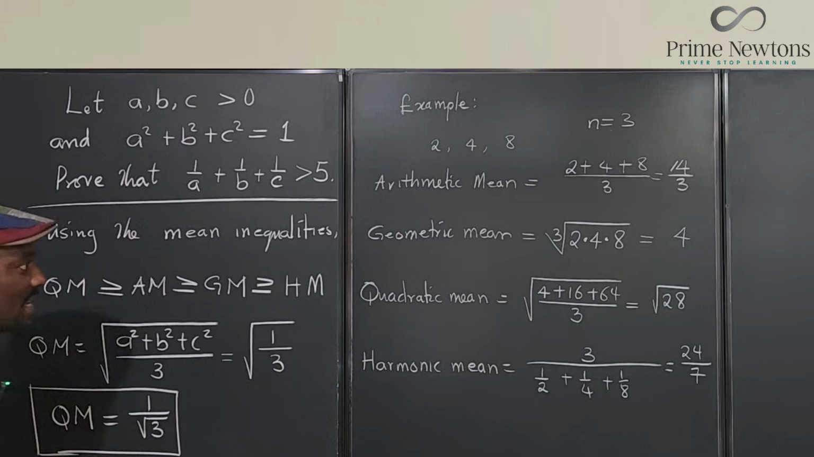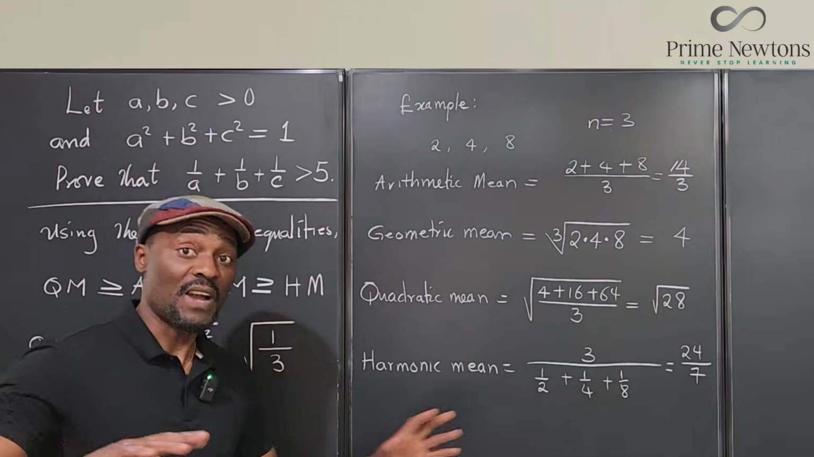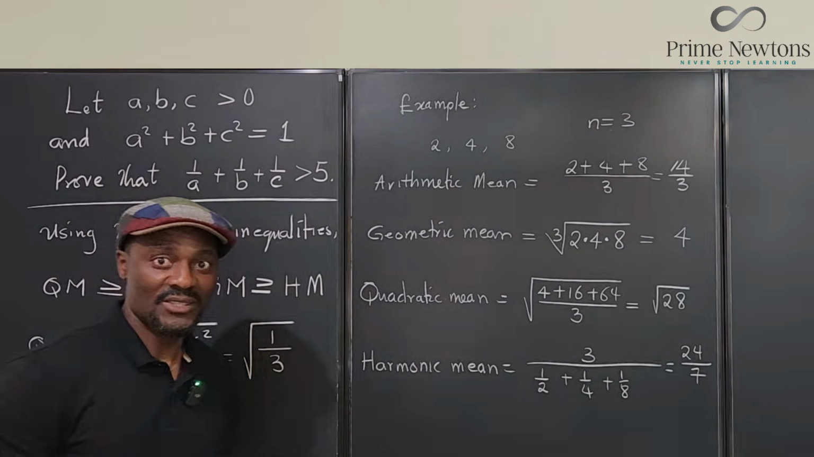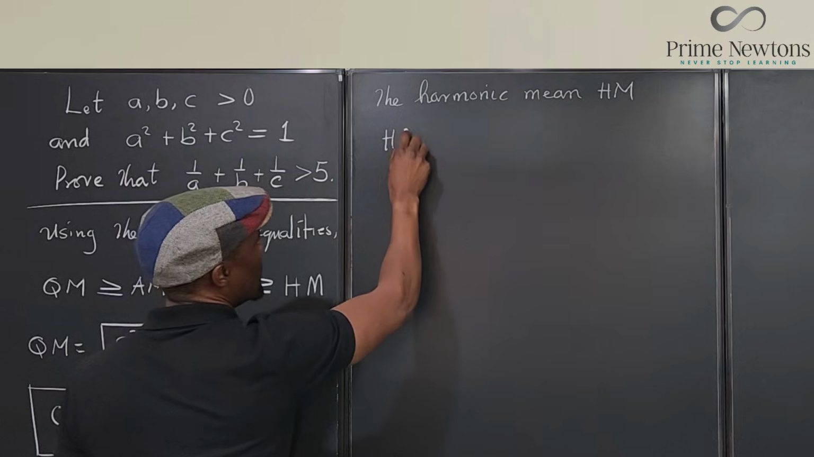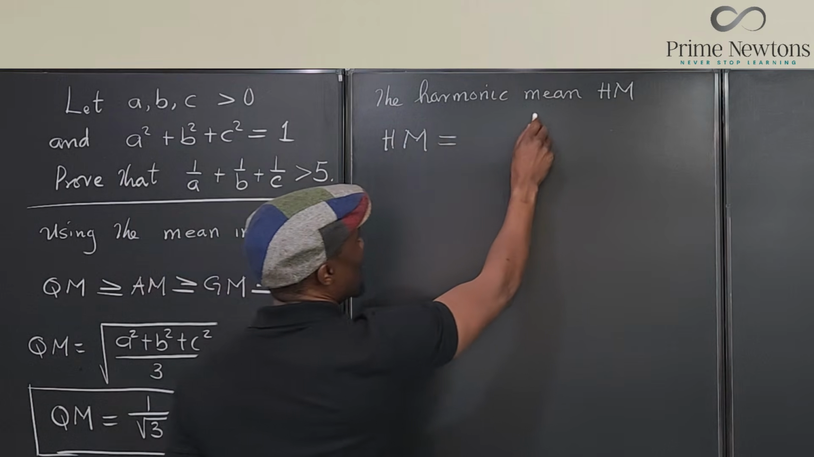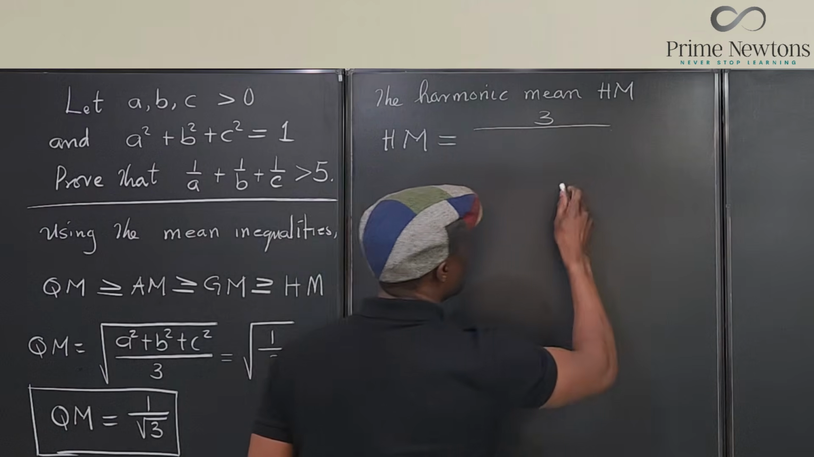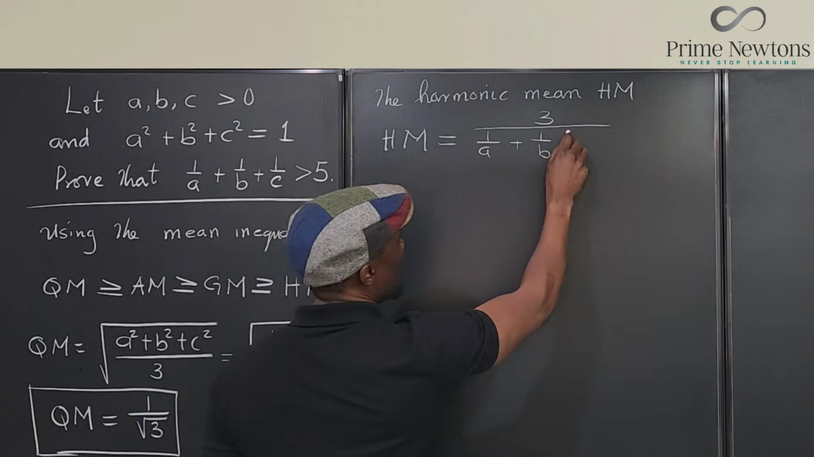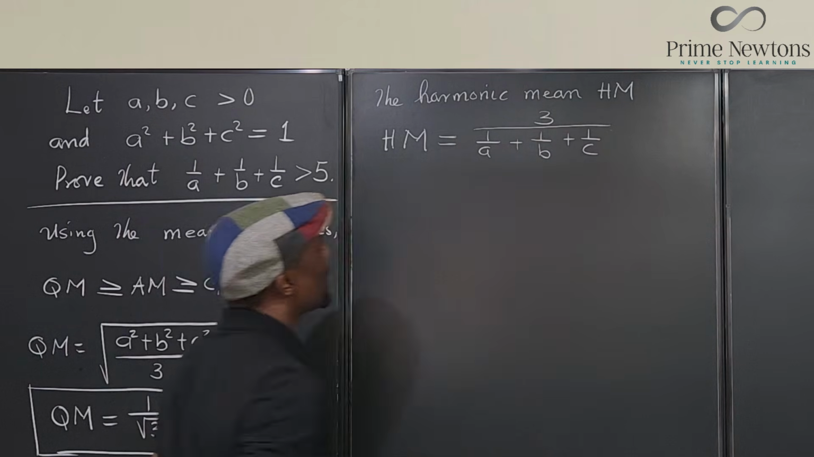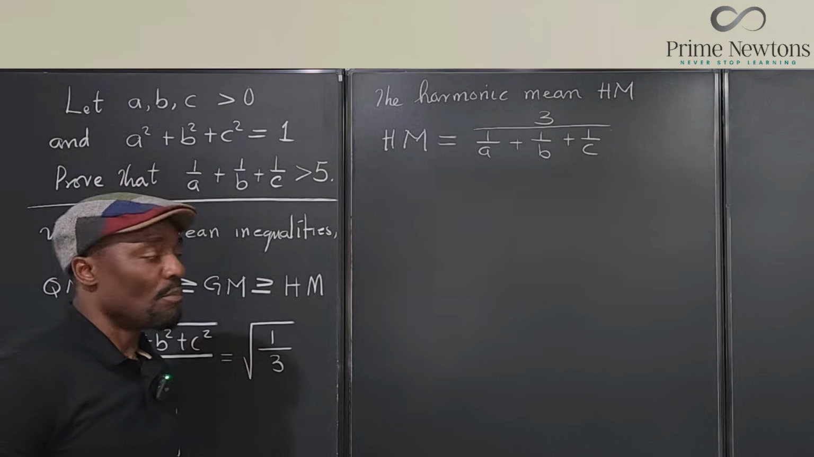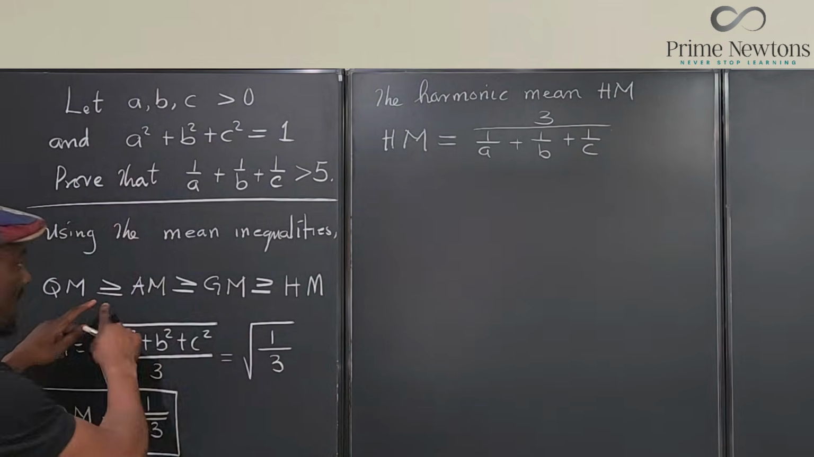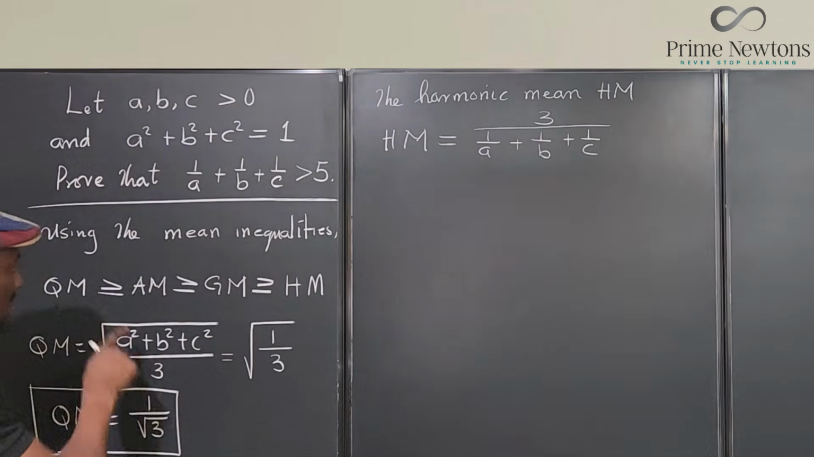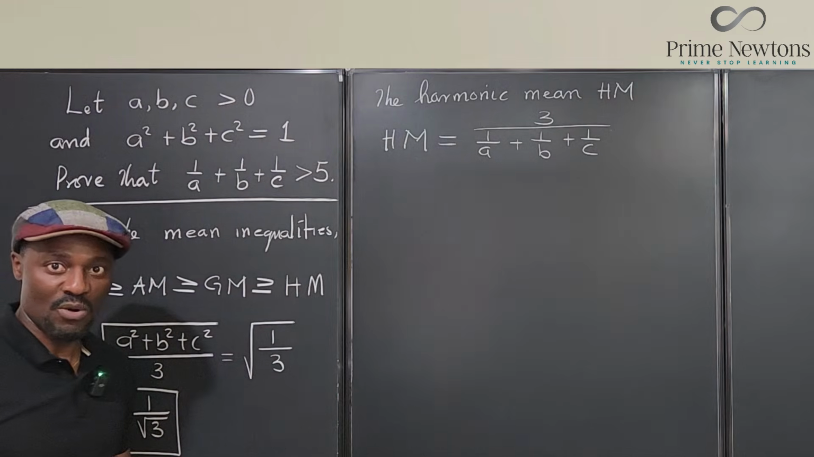Now let's transition to finding the harmonic mean, and once we get it, we can connect both of them and see how this leads us to the answer. We say HM is equal to the number of numbers divided by 1 over a plus 1 over b plus 1 over c. That's the harmonic mean. But one thing we know based on this chain is the quadratic mean must be greater than or equal to the harmonic mean, because it's possible for everything to be equal.